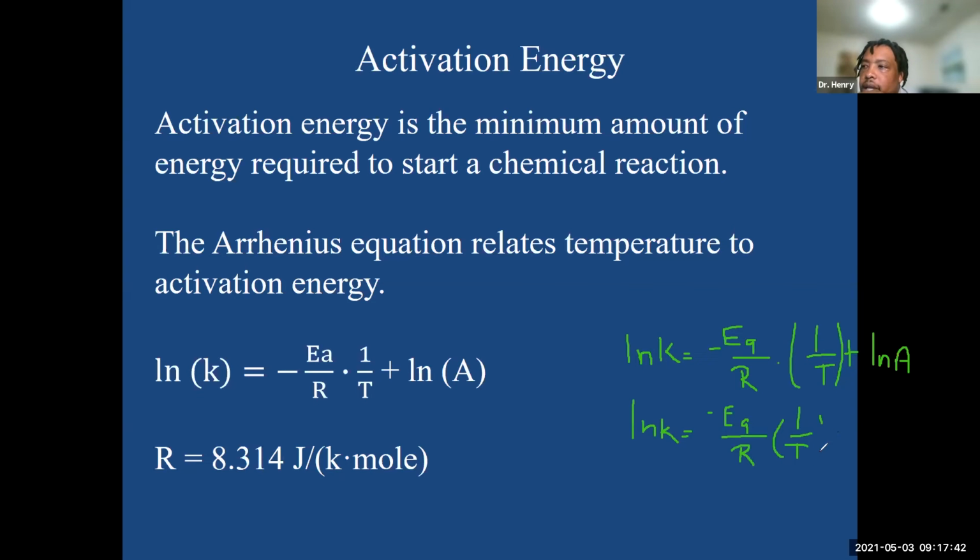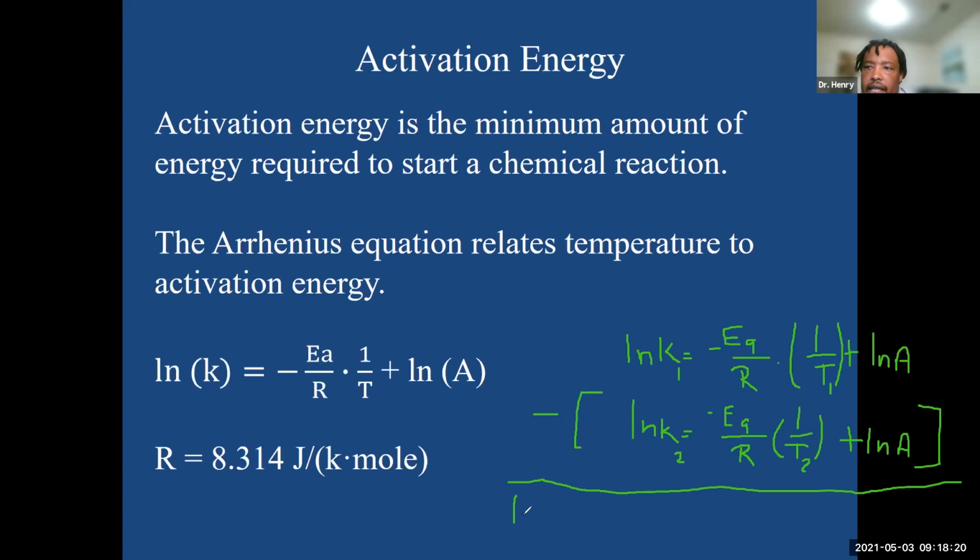Plus ln A. So if I say this is K1, R is a constant, EA is always going to be the same. The only thing that's changing in this case is T. And then this is going to be K2, and again the only thing changing is T. So if I want to get rid of the A here, I would subtract this equation. I'm going to take this whole equation and make it a minus, and then add the two equations together.